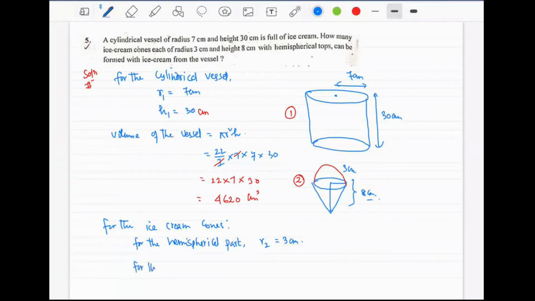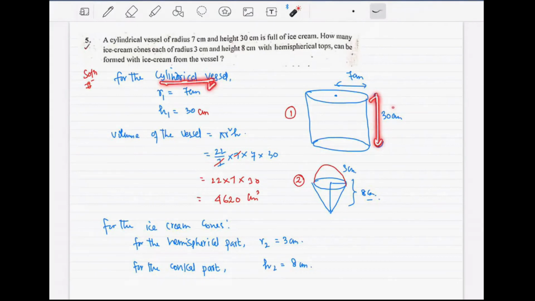We will have for the conical part, H2 will be how much? 8 centimeter. Why am I taking the height as H2? Because height H1, we have taken it for the cylindrical vessel, right? So you find out the volume of this ice cream cone. So let's do it on the side.